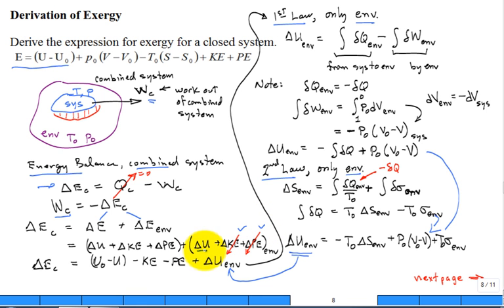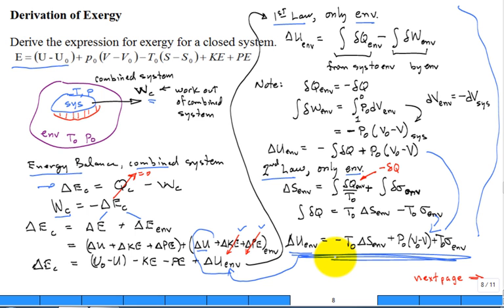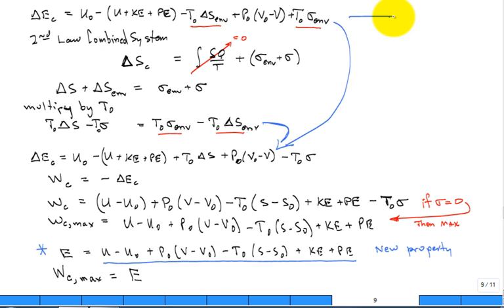But this term right here for the environment, we've got to do a lot of work to get something so we can substitute in and move to the next page. Well, you do a lot of work by doing a first law for the environment and the second law for the environment only, and manipulate it, and this is what you get. In the interest of time, I'm going to just say that's what you get. Please check me on it if you like. Now I can eliminate this term, the change in internal energy of the environment, combine it with these other terms, we go to the next page, and that's what you get.